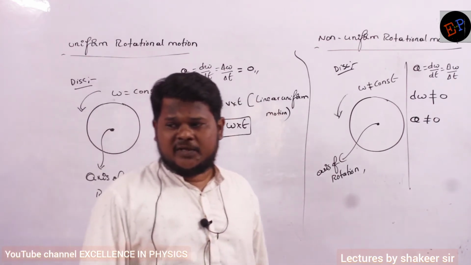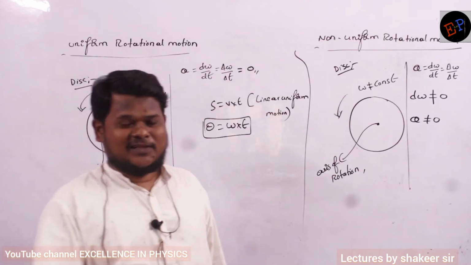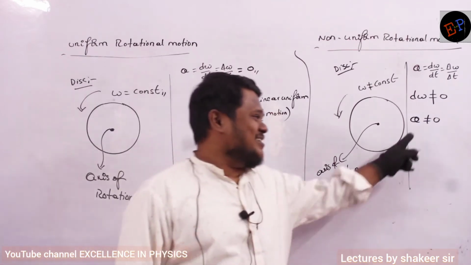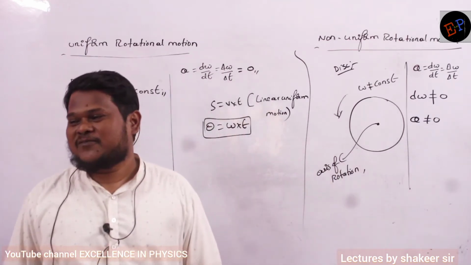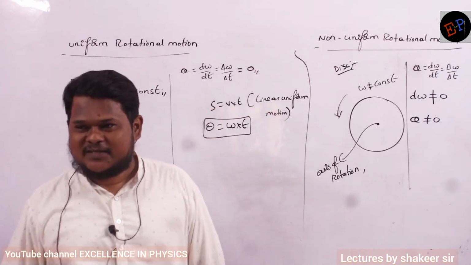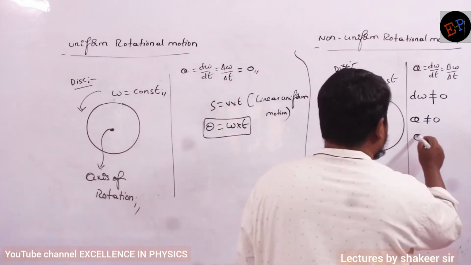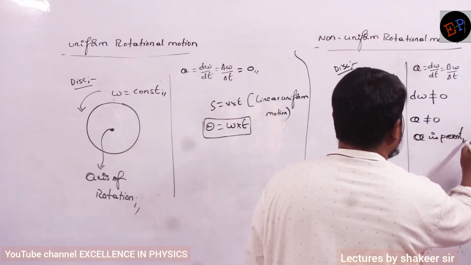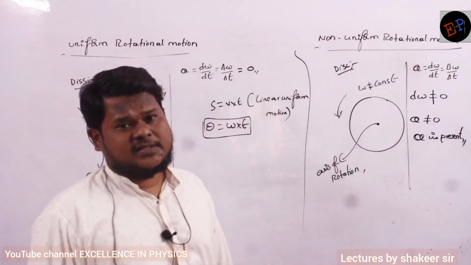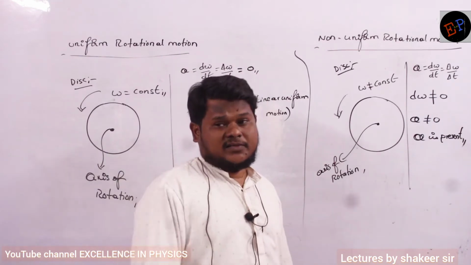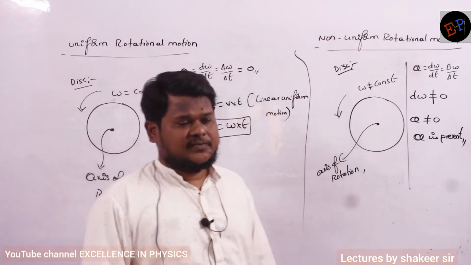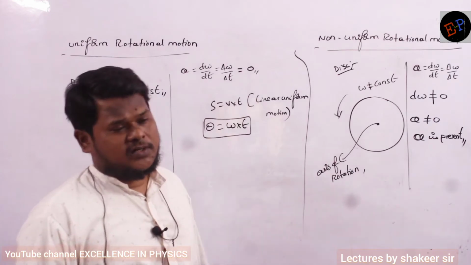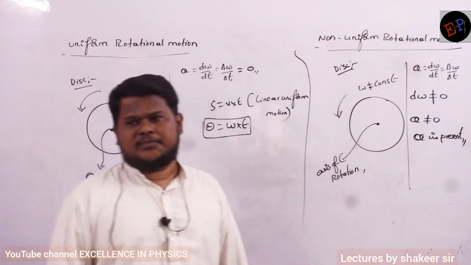If something is not there, it means it is absent. Here also, alpha is not 0 means alpha is present. So therefore alpha is present. Alpha means angular acceleration. So angular acceleration is present. Therefore this is definitely non-uniform rotational motion.